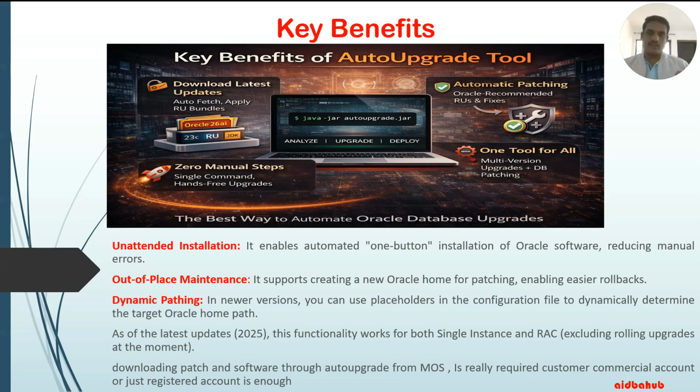Key benefits of Oracle home installation and unattended installation. It enables automated one-button installation of the Oracle software, reducing manual errors. Out-of-place maintenance: it supports creating a new Oracle home for patching, enabling easier rollbacks. Dynamic patching: in newer versions, you can use placeholders in the configuration file to dynamically determine the target Oracle home path. As of the latest update in 2025, this functionality works for both single instance and RAC, excluding rolling upgrades at the moment.